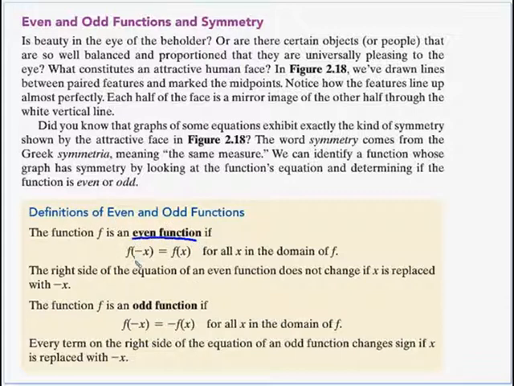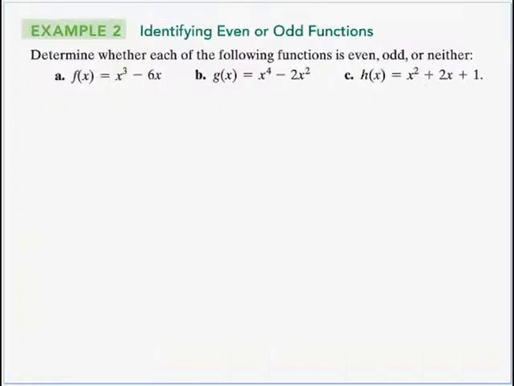If f of negative x is exactly the same as f of x for all x's in the domain, then that function's even. The right side of the equation of an even function does not change if x is replaced with negative x. A function f is an odd function if f of negative x is exactly the same as negative f of x for all x's in the domain of f. So every term on the right side of the equation of an odd function changes sign if x is replaced with negative x. Now that might be a little confusing here, but once we go through a couple problems, you'll see how easy this is.